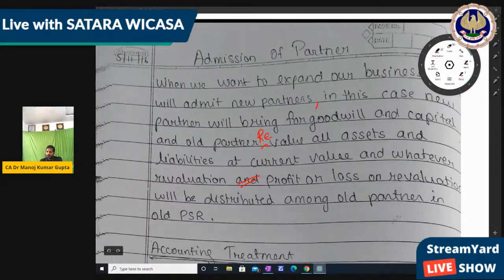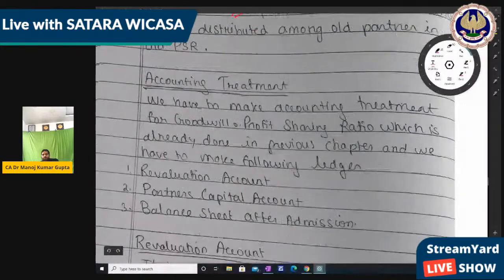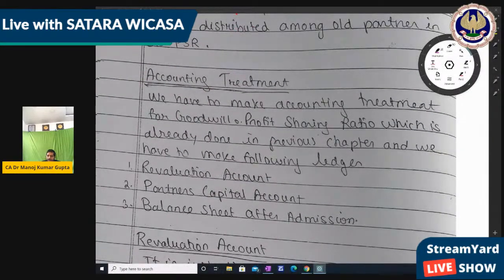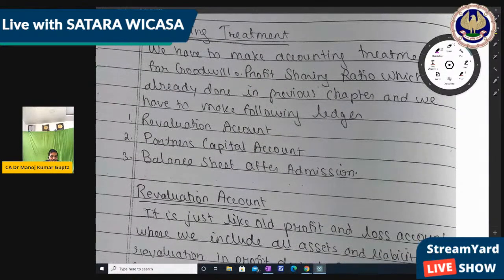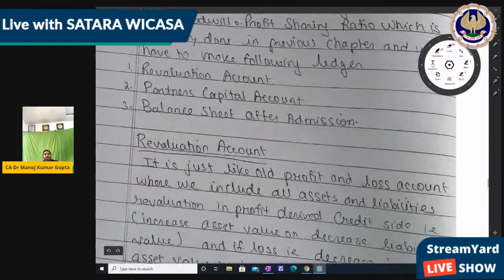Perfect. Okay. Accounting treatment. We have to make the accounting treatment for goodwill and profit sharing ratio, which we have already done in previous chapters. We have to prepare the following ledgers: revaluation account, partners' capital account, and balance sheet after admission. Revaluation account is just like a P&L account where we write all profit or loss on revaluation and distribute it to the old partners in the old PSR. Partners' capital account and balance sheet are as usual.